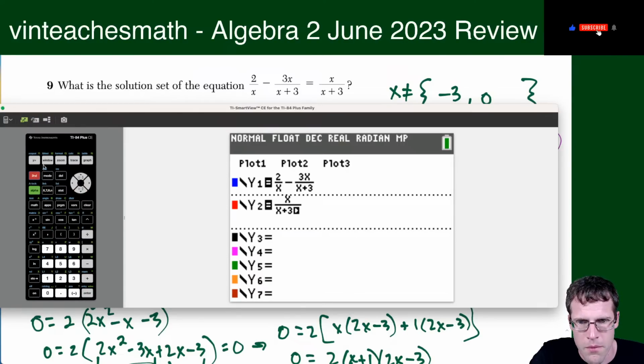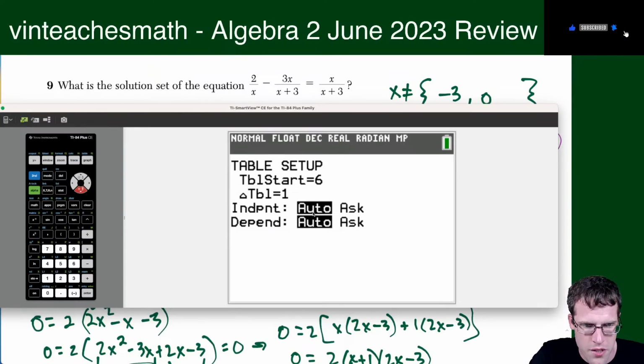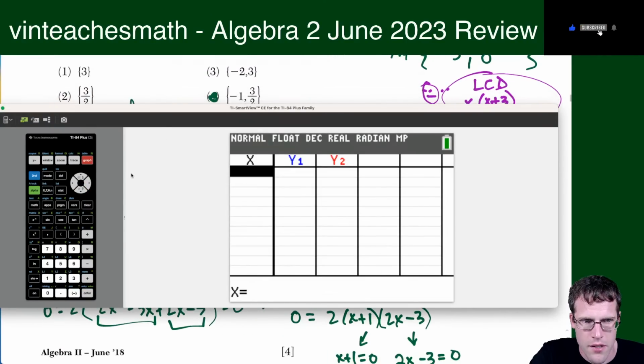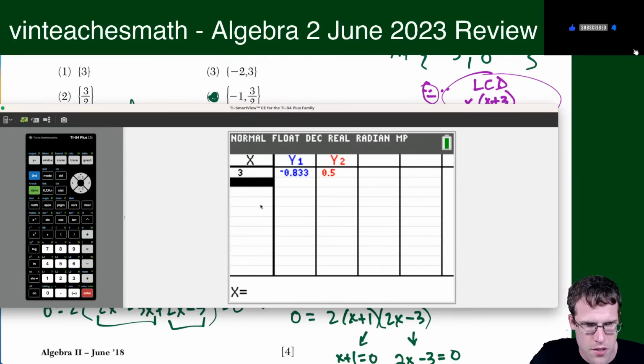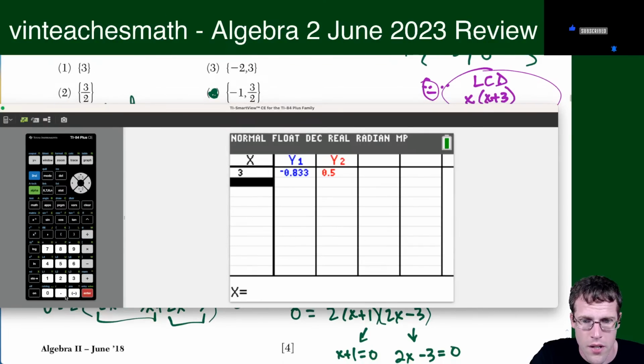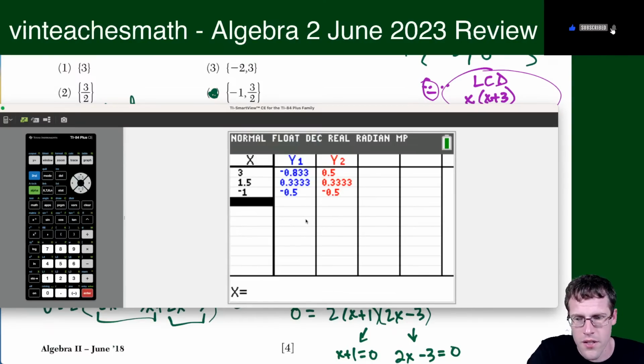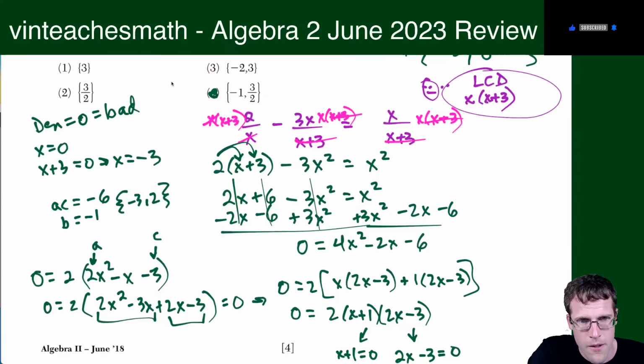And what you could do is, I'm going to press second window, switch independent from auto to ask. And now go to the table and just start typing in answers. Say like, is 3 an answer? And they should match. Like, no, they don't match. You're like, okay, is 3 over 2 an answer? Like, yes, they match. So 3 over 2 works. So like this is out. And now let's see, does negative 1 work? Like, yay, they match. So that's a calculator trick for you.